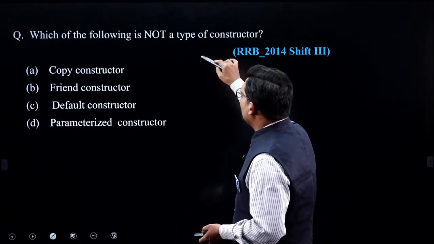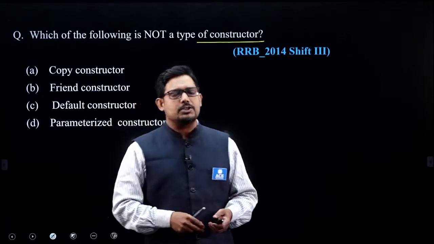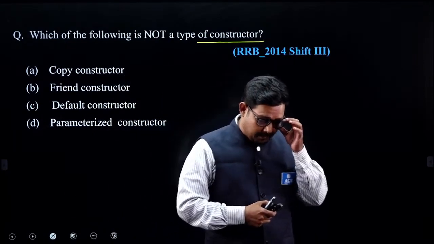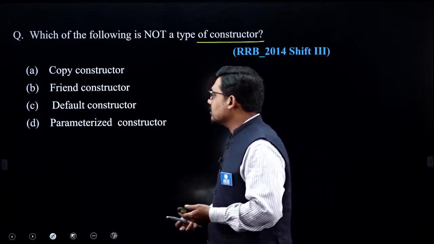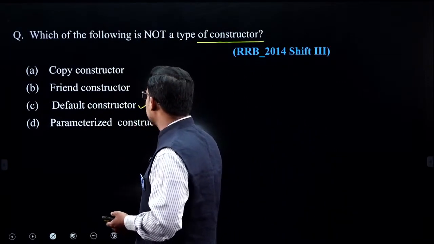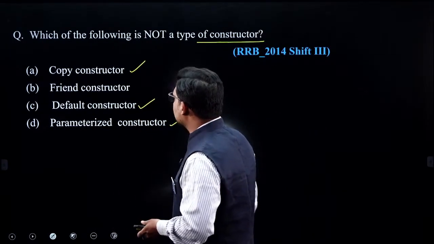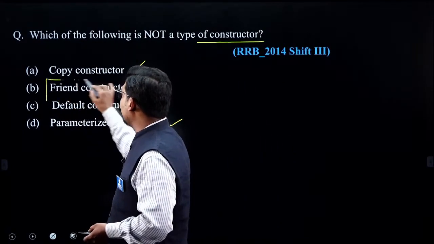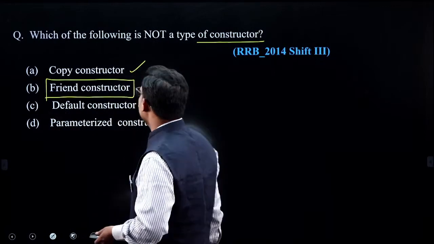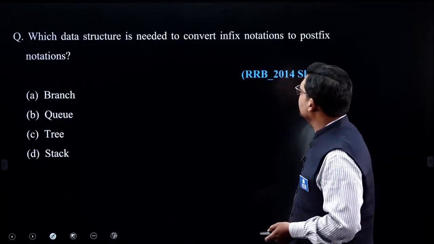Again, which of the following is not a type of constructor? If you have gone through this paper, this particular topic, object oriented, then you can see that there are types of constructor called default constructor, copy constructor, parameterized constructor. There is nothing called a friend constructor in this case. So that is the level of question that has been asked.